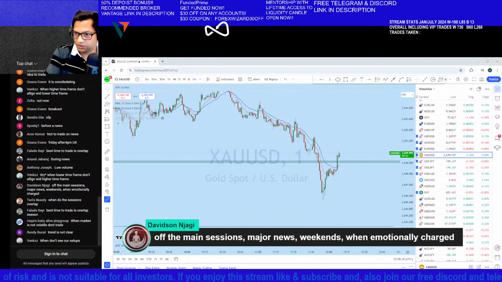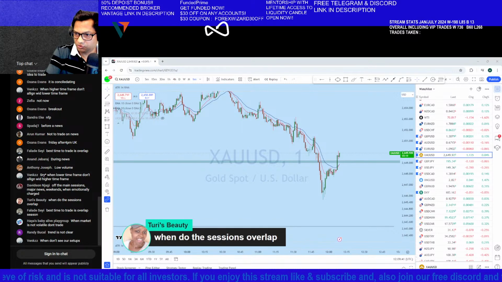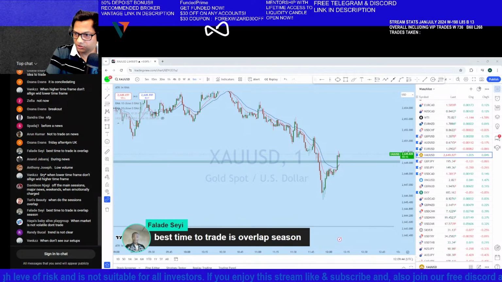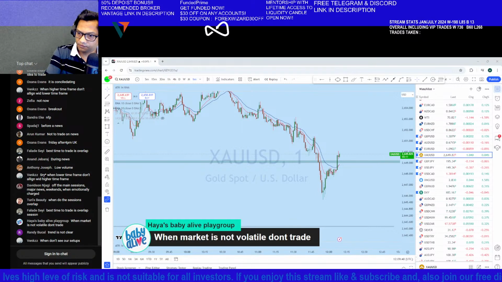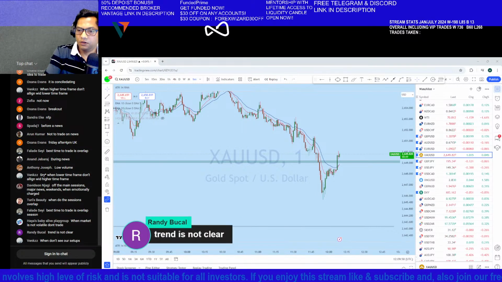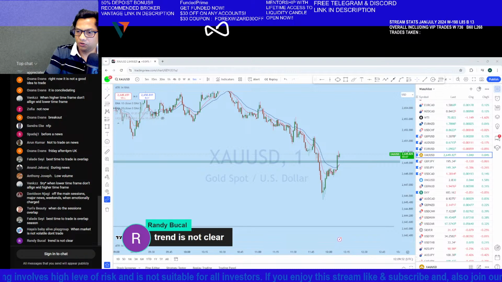When do the sessions overlap? Okay, the best time to trade is when the market is not... yeah, all of this applied. Don't trade when it is not clear, when you don't see our setup.